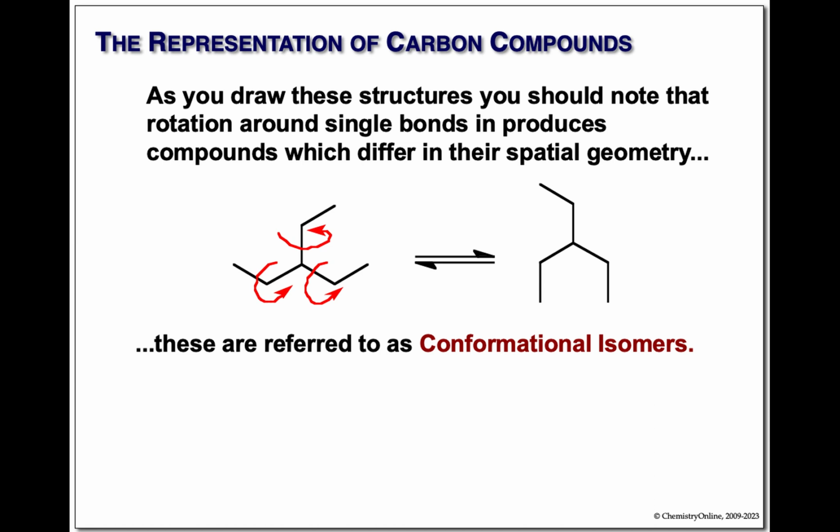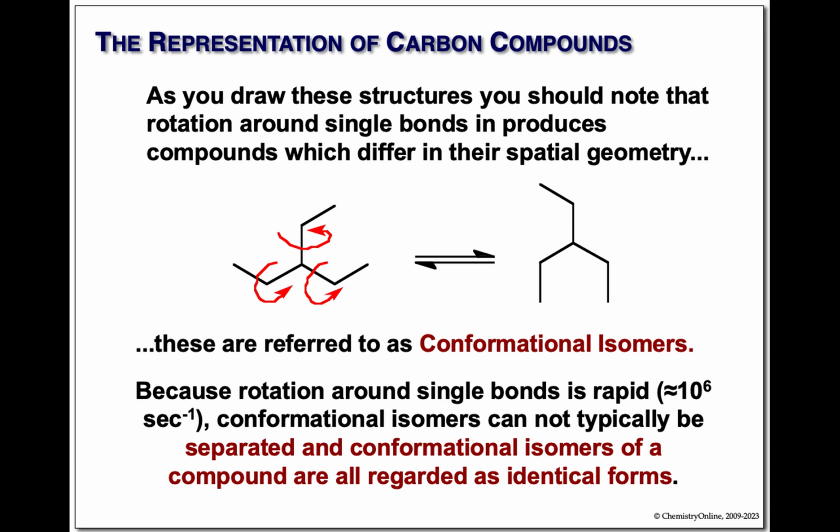So instead of drawing it this way, if we drew it this way, it would be the same thing, wouldn't it? We have 1, 2, 3, 4, 5 carbons in a chain and a 2 carbon side chain. These are just spinning like mad. They're referred to as conformational isomers. And because they spin so quickly, this and this are considered to be the same molecule. We can't separate them. They're the same.